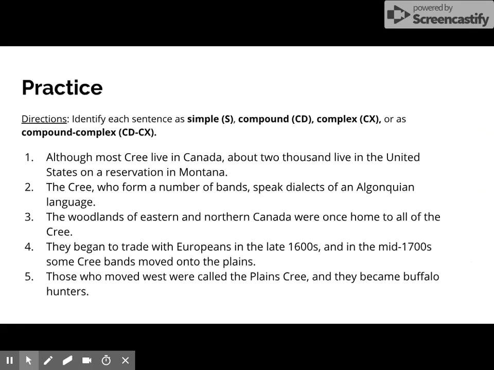So to wrap up today, go ahead and pause the video, and I've got 5 sentences here, and I'd like you just to try to identify the sentence structure, whether it's simple, compound, complex, or compound complex, and we'll go over these later.